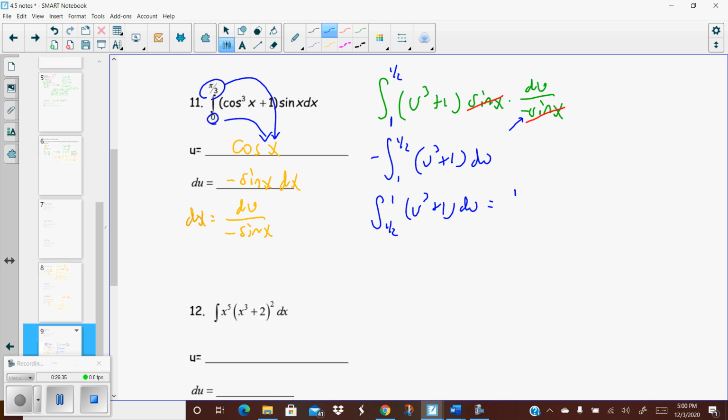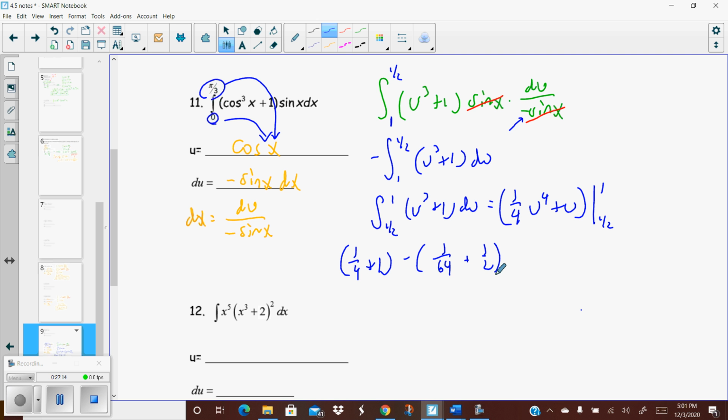So then my antiderivative is going to be 1/4 u to the 4th plus u, and we'll evaluate that from 1/2 to 1. All right, let's see what we get. If we plug in 1, we're going to get 1/4 plus 1 minus, if we plug in a half, so let's see, a half to the 4th power is a half times a half times a half times a half, so that's going to be a 4th, an 1/8, a 16th. So 1/4 times a 16th is 1 over 64 plus 1/2.